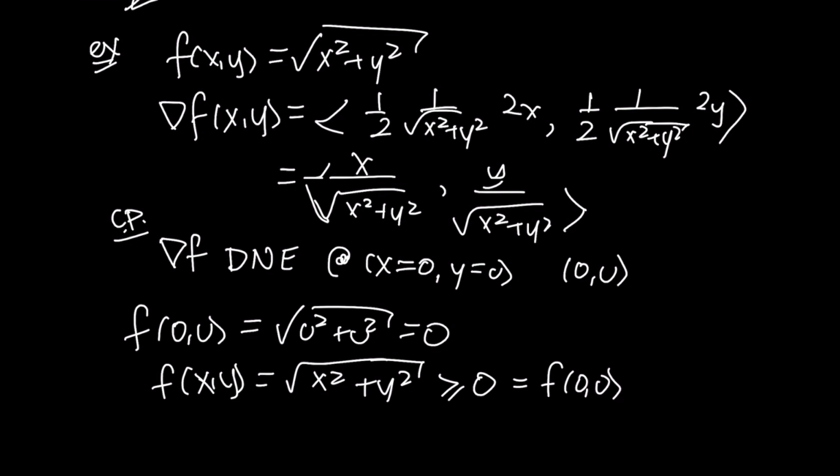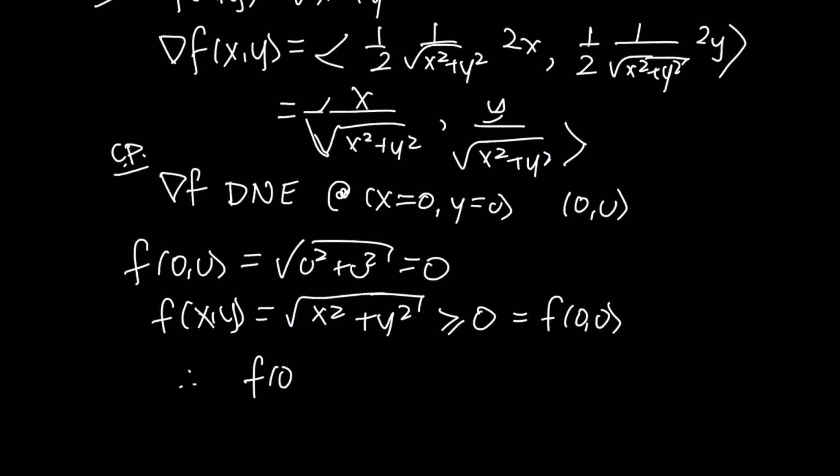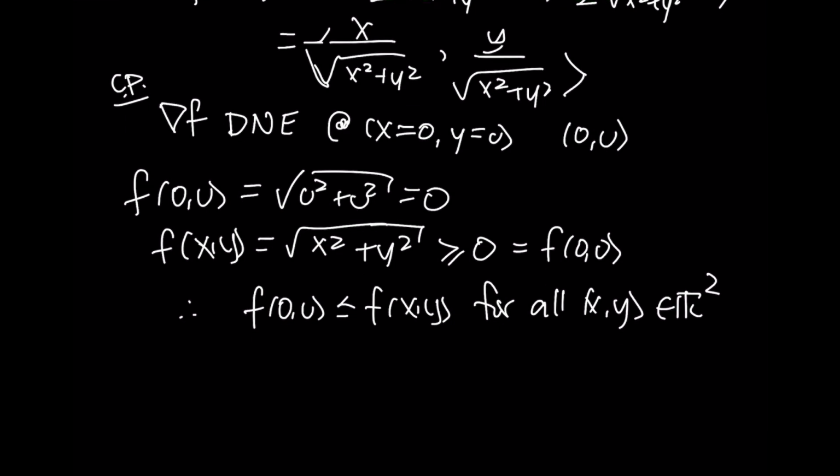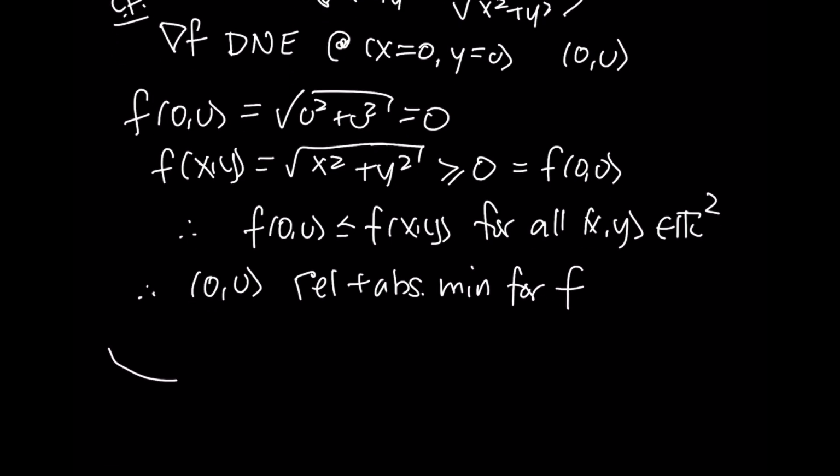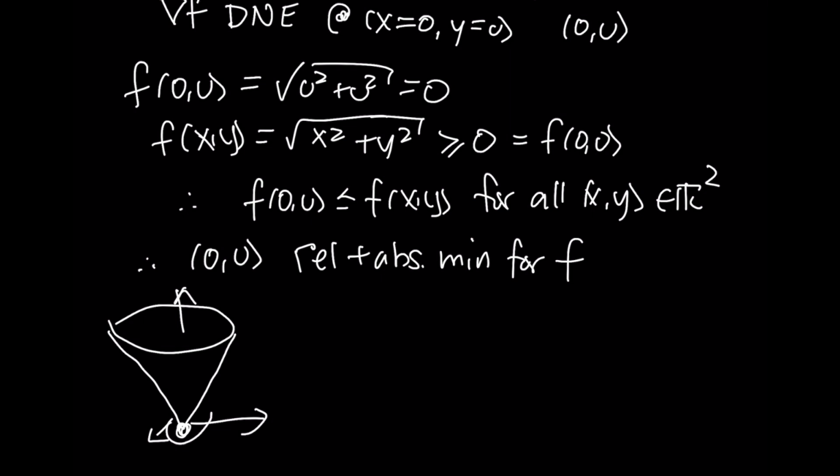So what you're finding here is that f of 0, 0 is less than or equal to f of x and y for all x and y in R2. And that tells me that this point 0, 0 is both a relative and an absolute minimum for this function f. It's the only one. Now this function is a cone. It's the top half of a cone. And what we're seeing is that this point right here at the bottom is our absolute and our relative minimum.